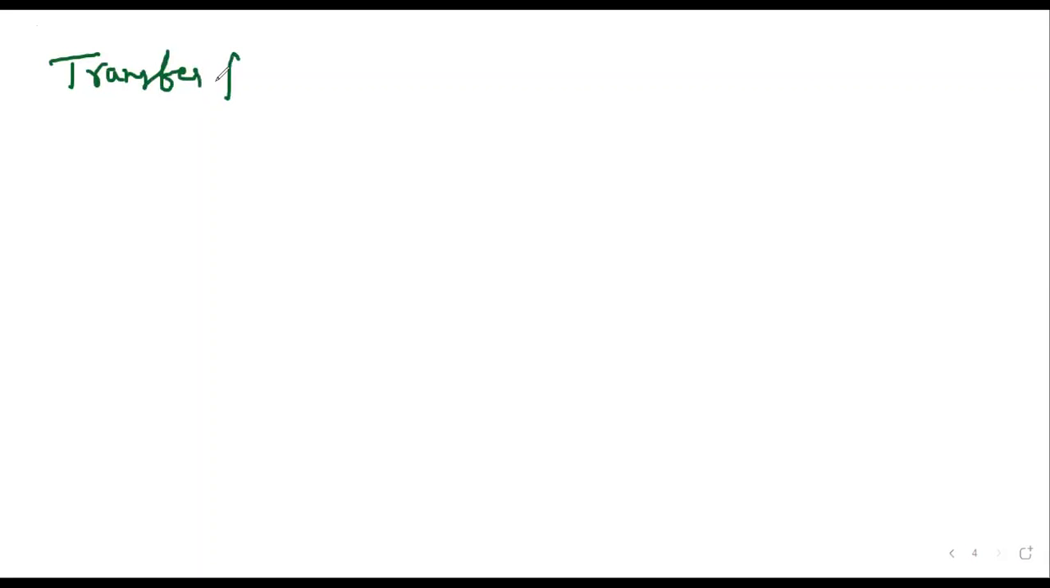Transfer function to state space model. State space model. Okay, right. We will see this.